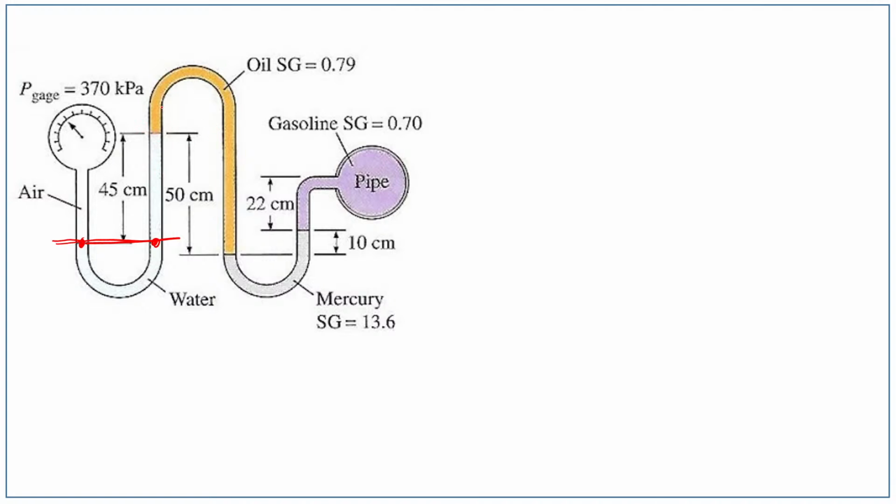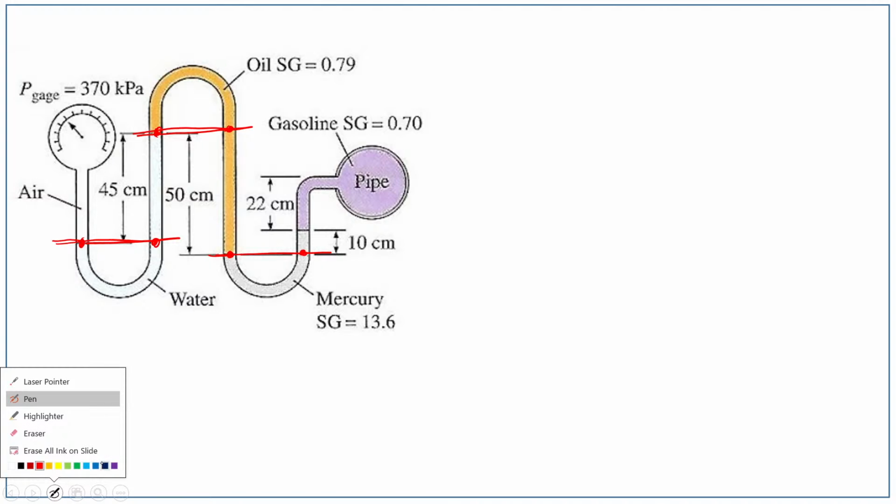Likewise, for this inverted U-tube manometer, we can draw the datum line at this location. So pressure at this point and pressure at this point is same. Likewise, for this third U-tube, we can draw the datum line here. So pressure at this point and pressure at this point is same.